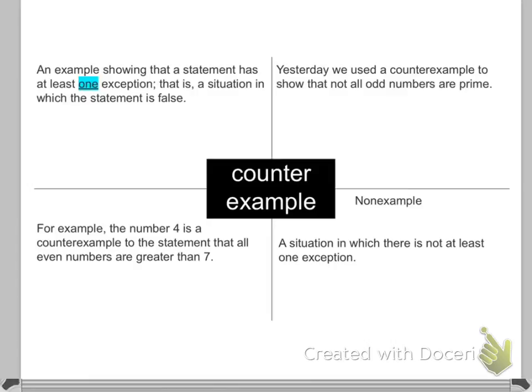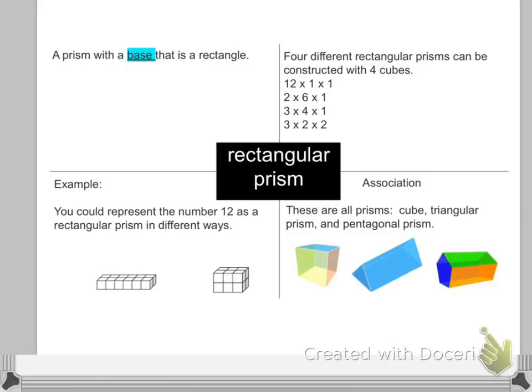Counter example. An example showing that a statement has at least one exception. A counter example is it has one exception. Rectangular prism, a prism with a base that is a rectangle. A rectangular prism is a prism with a base that is a rectangle.